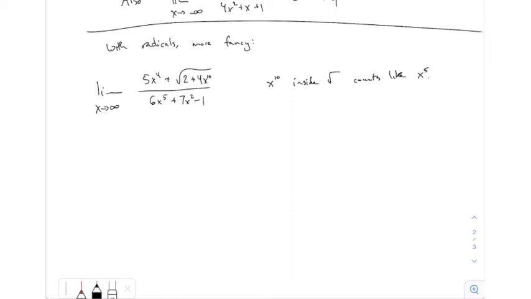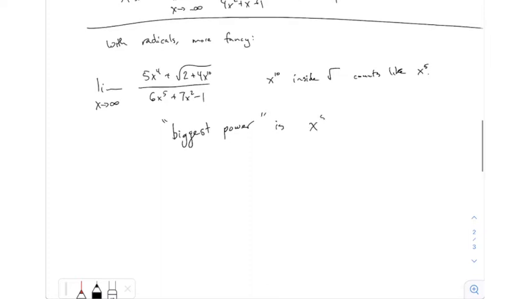So that x to the 10, when I'm looking for the highest power of x, it doesn't actually count like an x to the 10. It counts like an x to the 5. And I also have x to the 5 on the bottom. So x to the 5 is the biggest power of x overall. So in this example, the biggest power, which I'll put in quotes, is x to the 5. All right? This is a little more subtle than what I suggested at the beginning. It's not always just whatever looks the biggest. You have to consider a little bit where it is. If it's inside of a root, you have to modify.